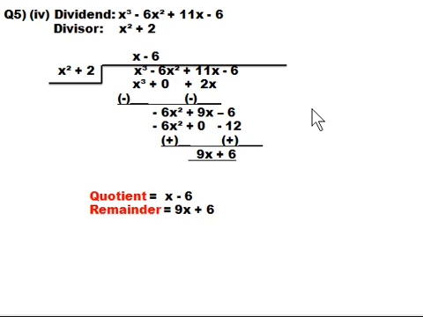Now because the first term of the dividend is less than the first term of the divisor, our calculation stops here. So what is our final answer? The quotient is x minus 6 and the remainder is 9x plus 6. This ends the fourth part of question number 5.